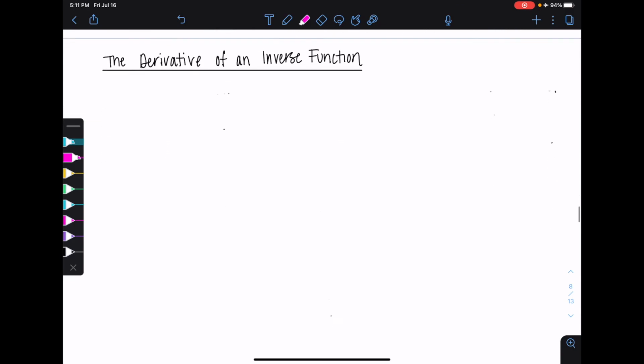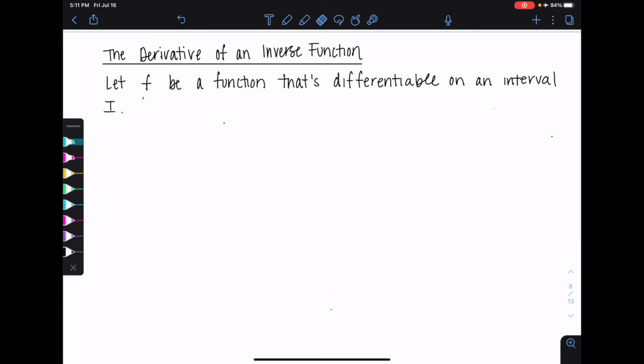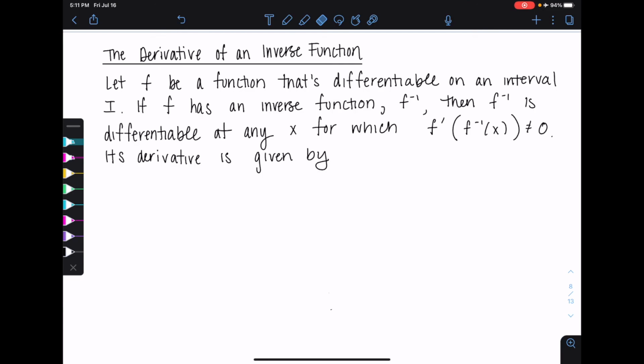So we want to look at the derivative of an inverse function. Let's let f be a function that's differentiable on some interval I. If f has an inverse function, f inverse, then this is differentiable at any x as long as this interesting expression does not equal 0. And ultimately, its derivative is going to be given by the following.